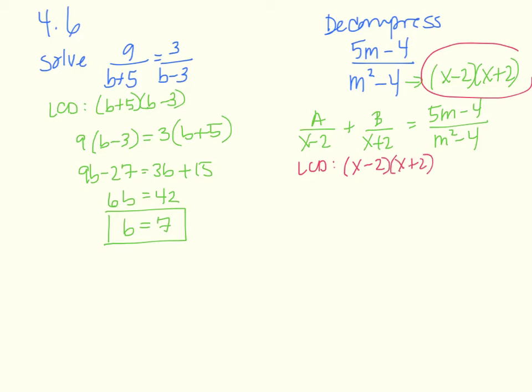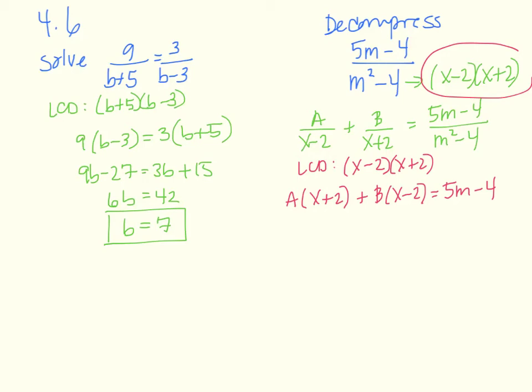When I multiply through, in the first term my x minus 2's cancel, and I'm left with x plus 2. In the second term, the x plus 2 cancels, and I'm left with x minus 2. And on the right-hand side, x squared minus 4 factors into this, so both the factors cancel, and I'm just left with my numerator. Then I want to eliminate A and B individually to solve for the opposite variable.